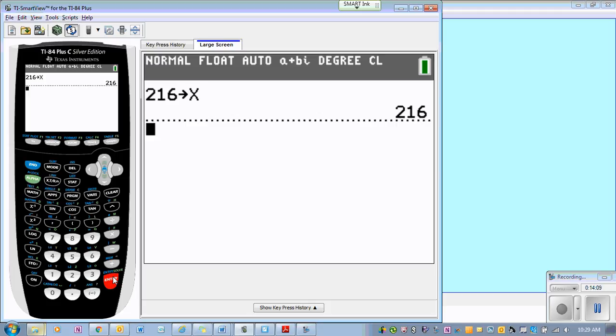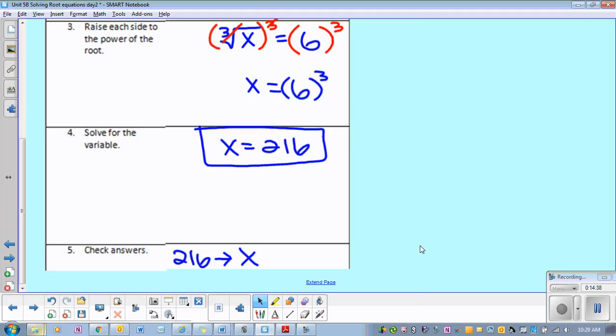Now, go and put in your original equation. 4x to the, what do you need to do with this fraction exponent? Parentheses, thank you. Parentheses, 1/3. And then, minus 5. When I hit enter, you get 19? Yes. So is this a solution? Yes. Okay.